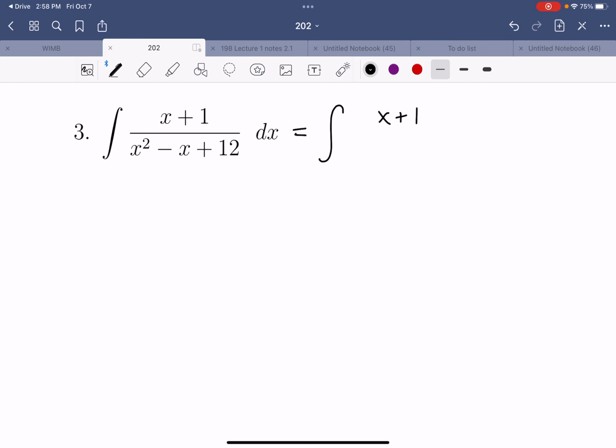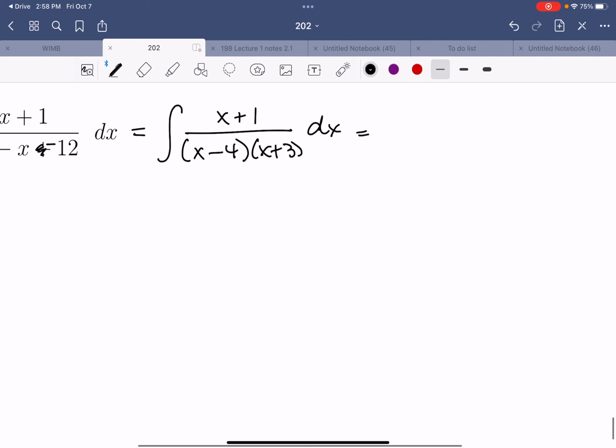So this is the integral of x plus 1 over, hold on, this is supposed to be negative. Negative 12 becomes x squared minus x minus 12, and hopefully on yours it is, which factors as x minus 4 times x plus 3, dx. And that means when I split this up using partial fractions, I have x minus 4 in one of them and x plus 3 in the other, and I want a constant term above each one of them.